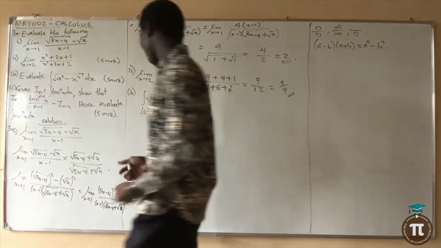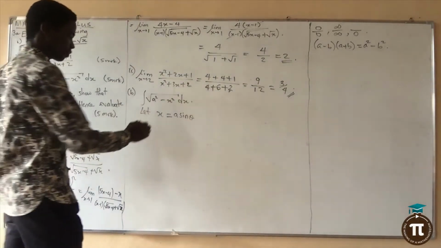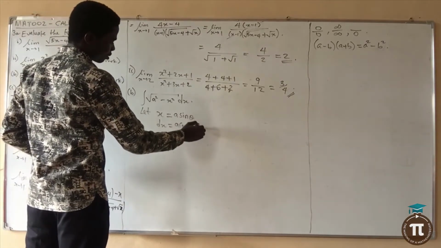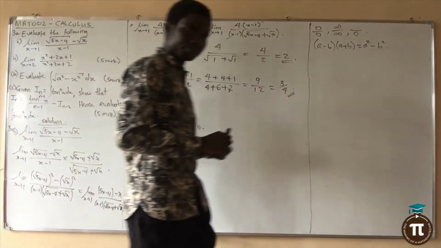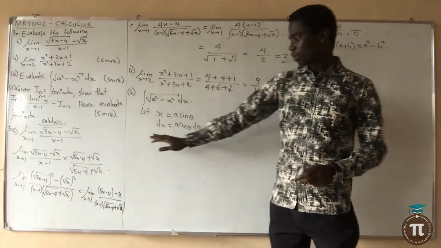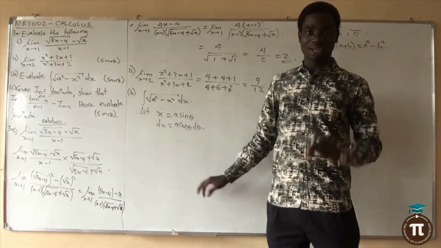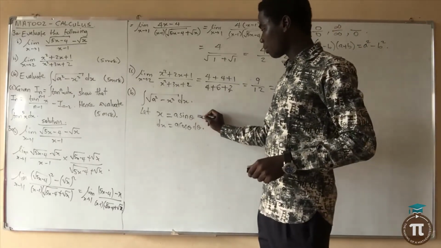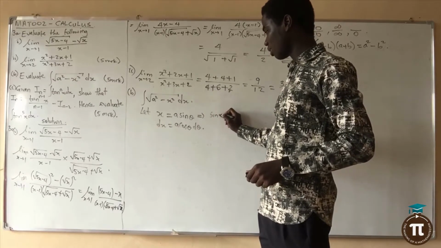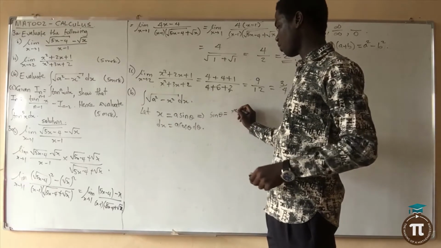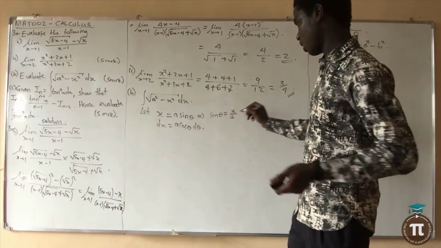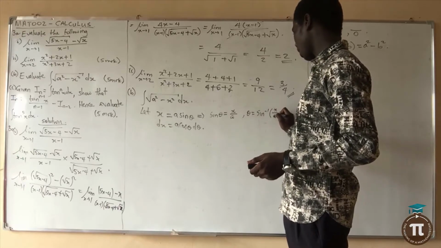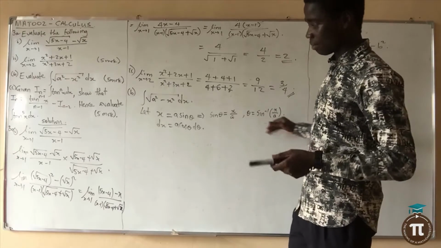Now let's continue. I have let s be equal to a sine theta. We differentiate: ds is equal to a cos theta d theta. Mind you, there are some things you need to do here as well. Now, what is sine theta? Make theta the subject of formula. If you want to make theta the subject of formula, you first make sine theta, which is equal to s over a, right? Then theta will be equal to arc sine of s over a. So we have established that already.